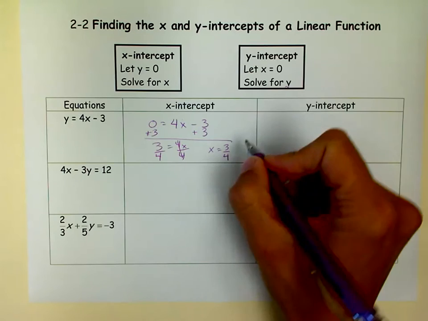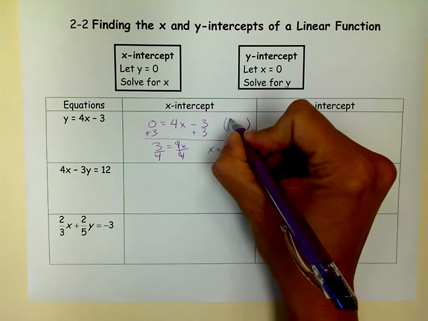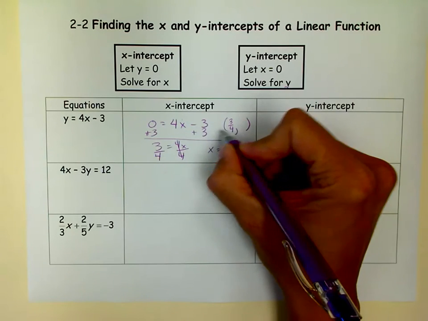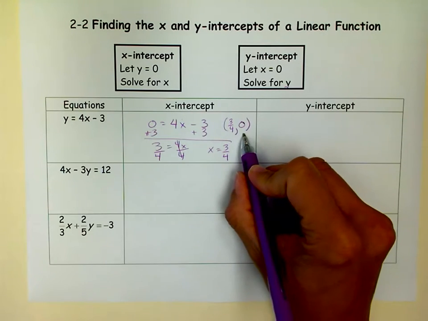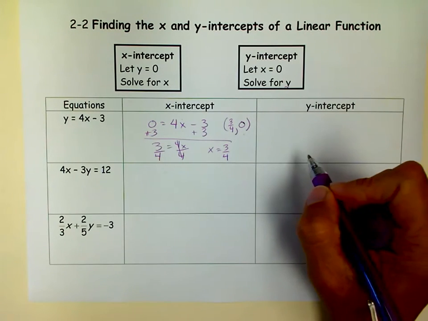Now sometimes teachers want the point, the actual coordinates. Well, x was 3/4 and we used 0 for y, so this would be the coordinates of the x-intercept, and this would be the x-intercept. So check with your teacher and see which one they'd like.